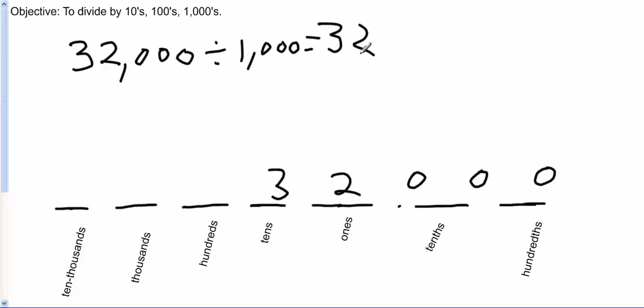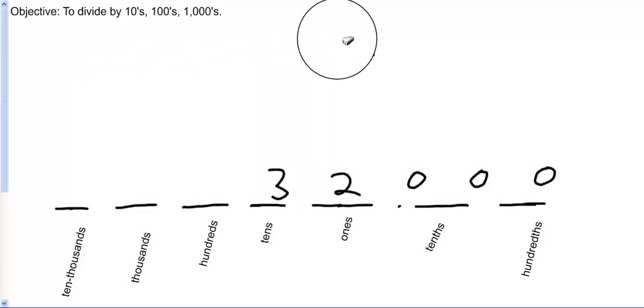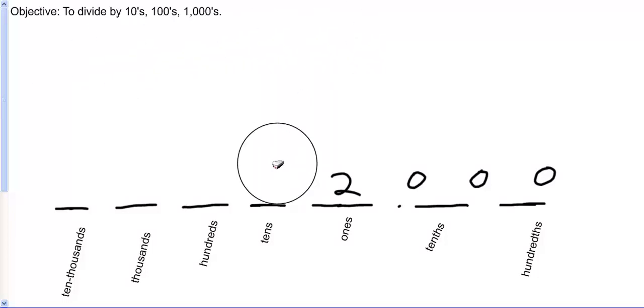The other way to think about it is there are three zeros for the thousand, so I can cross out three zeros here. Hope you wrote that one down. We're going to do one more together for division.